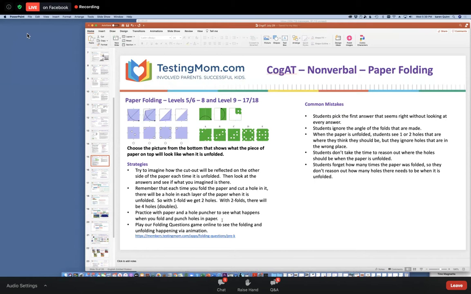We do on our website have a folding question game where you can actually see we animate the question. So you can actually see the piece of paper getting folded and then the hole getting punched in it, and then you unfold it and it shows what happens. And it's actually a game, and it's really fun. And so it's something I recommend that you do with your kids.